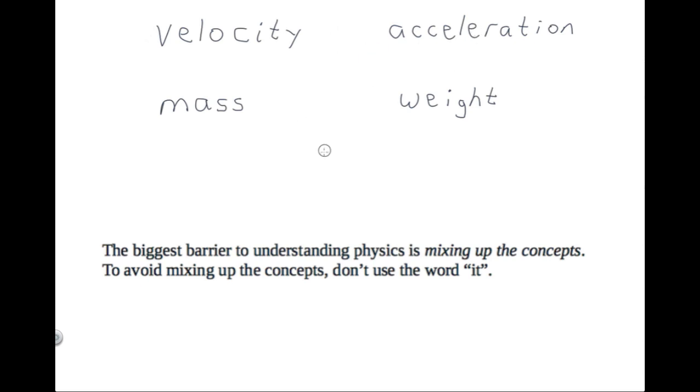Don't say "it measures the quantity of matter," or "it represents the downward pull from the Earth's gravity." Instead, say "the mass measures the quantity of matter," or "the weight force represents the downward pull from the Earth's gravity." Even when you're simply thinking about the concepts in your own head, try to avoid using the word "it." Instead, always label the specific concept that you're thinking about with a name or a symbol.